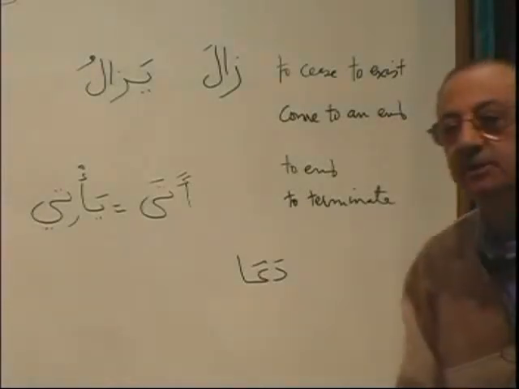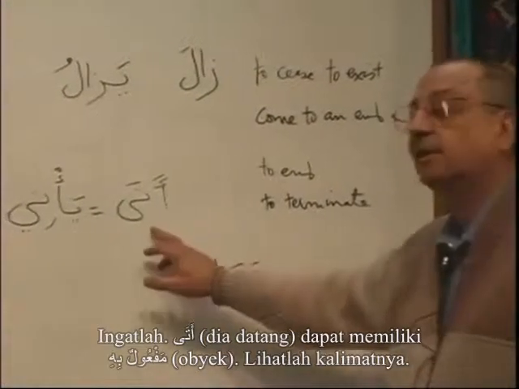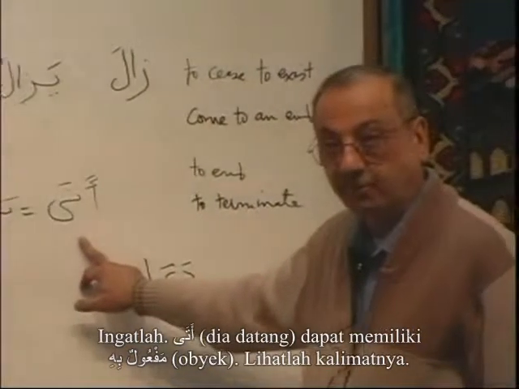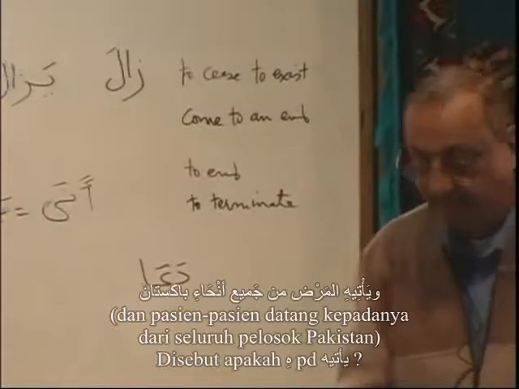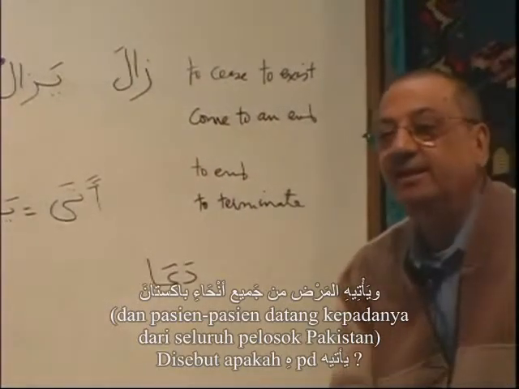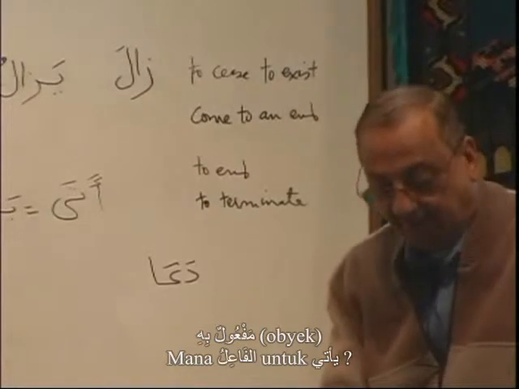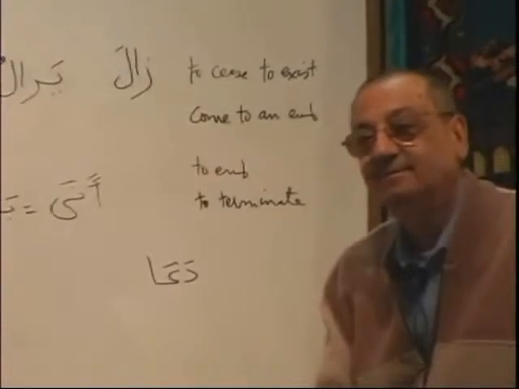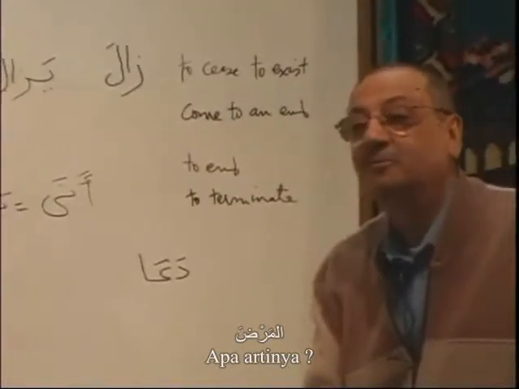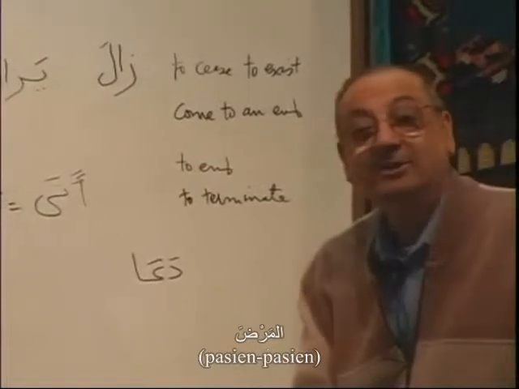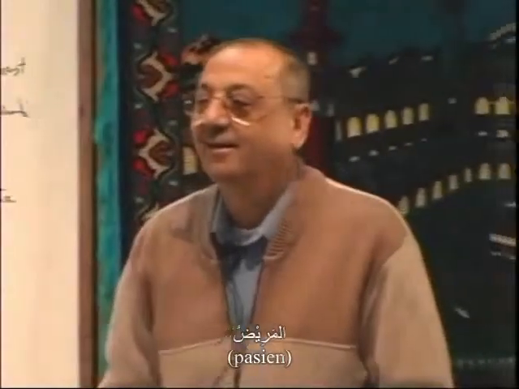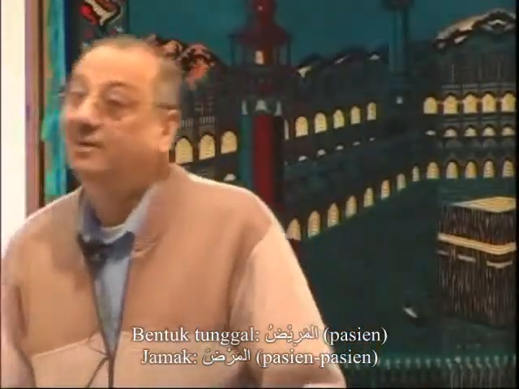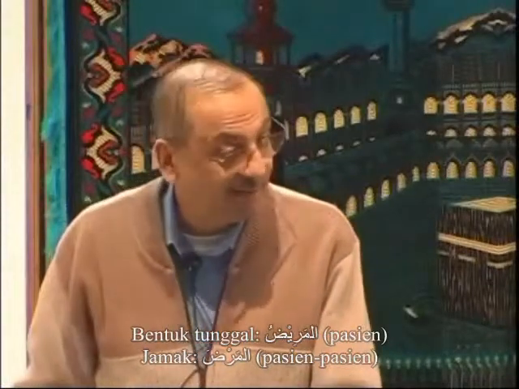Now, brothers and sisters, remember, this can have mafulun bihi. So look at the verb. Wa yati he. What is he? Maful. Okay. Then where is the fa'il of yati? Al-marda. What is marda? Patients. What is the singular? Marid. Marid is the singular. What is plural? Marda.